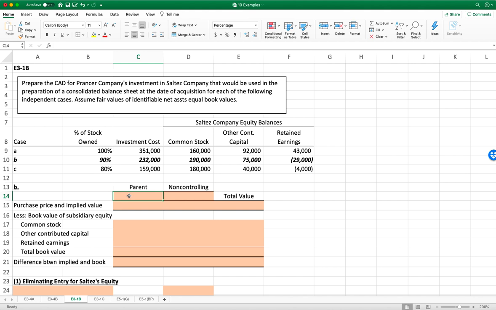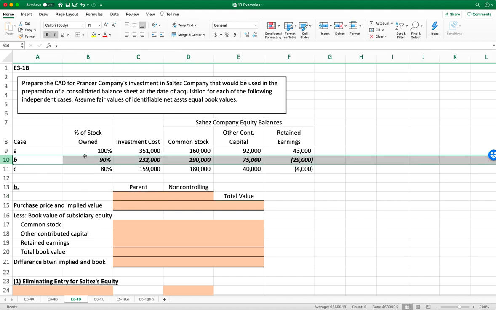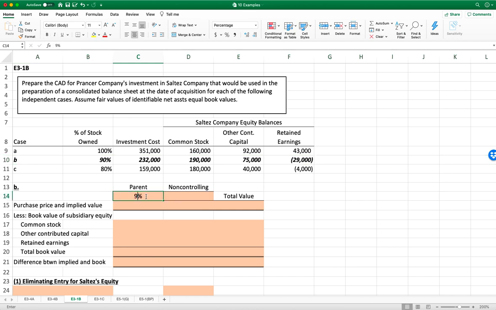First thing we need to know is our ownership percentage. So again, we are looking at case B here, and under case B, we own 90%. So if we own 90%, that leaves 10% for our non-controlling interest. Those have to add up to 100. Then we're going to put in our purchase price. So in this case, they told us our investment cost was $232,000. So that must be what we paid for our 90% interest.